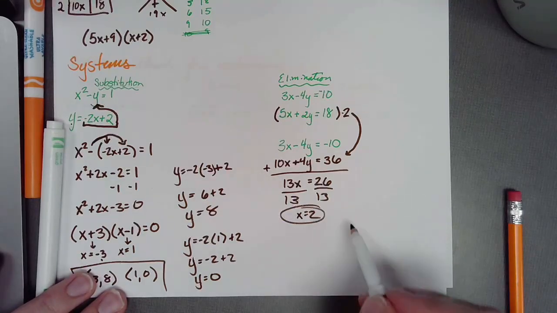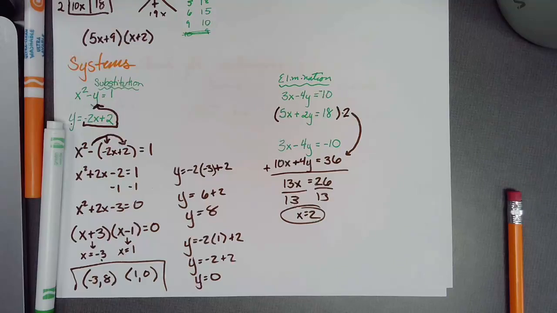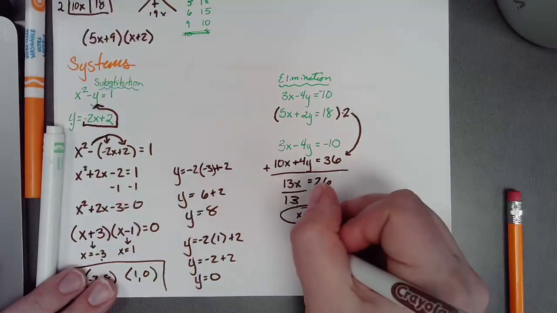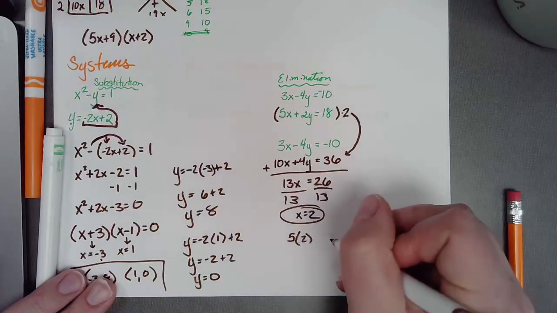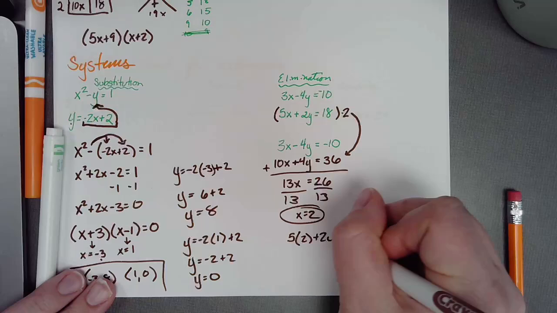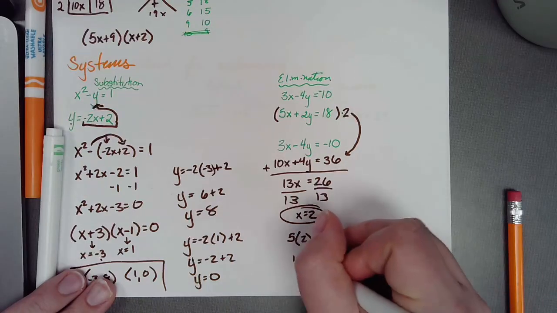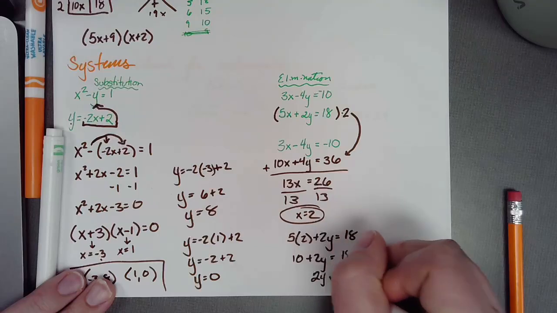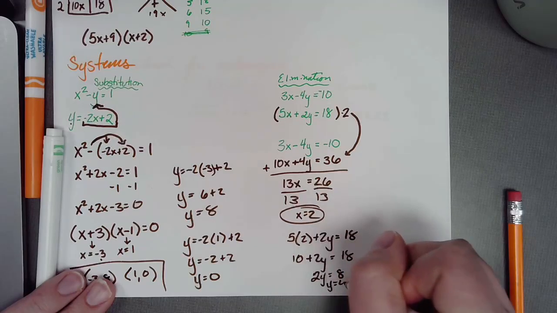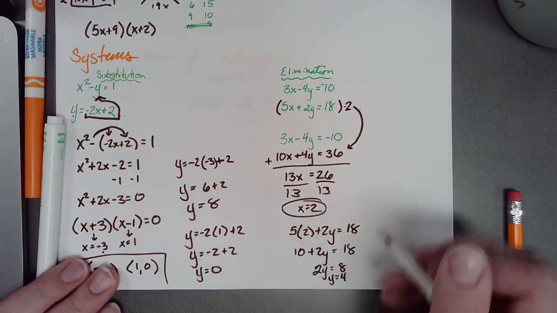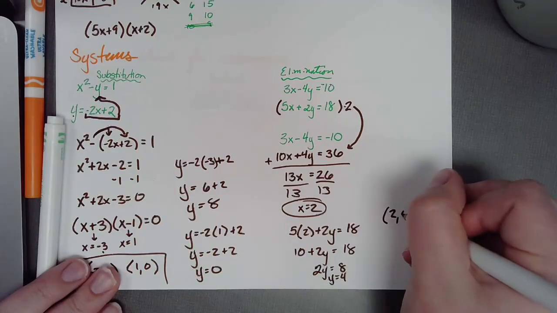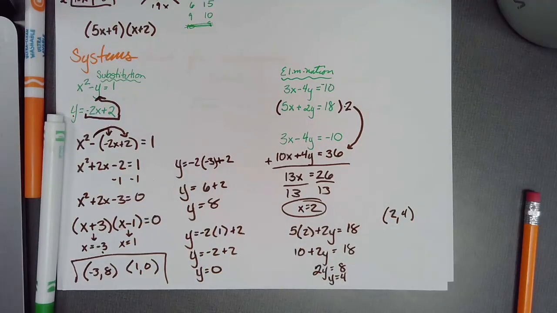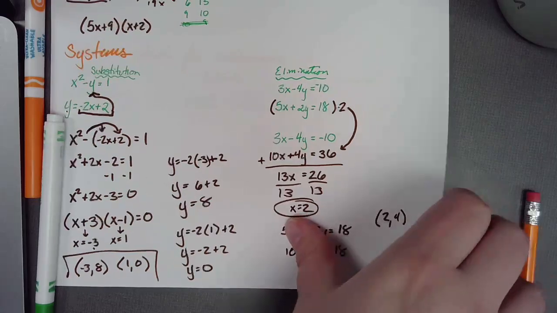Now that I've got my x value, I'm going to take it back up into one of my original equations and solve for y. It does not matter which one, whichever one looks easier to you. I tend to avoid negative numbers if I can, so I'm going to use the bottom one. So I'm plugging in 2 for x, and I'm going to solve for y. And I get y to be 4. So that means my coordinate solution is 2, 4. So that would be systems that you could expect to see.